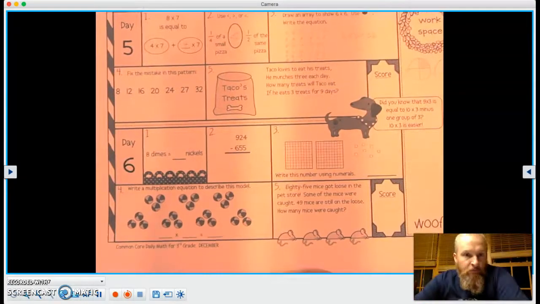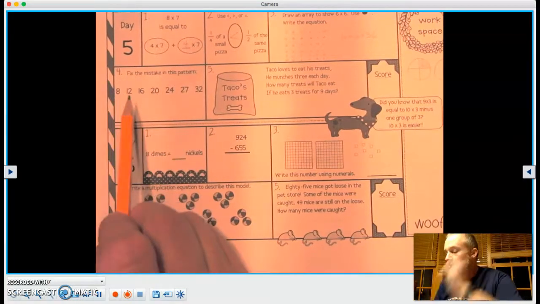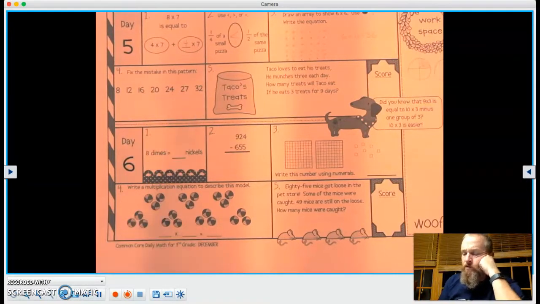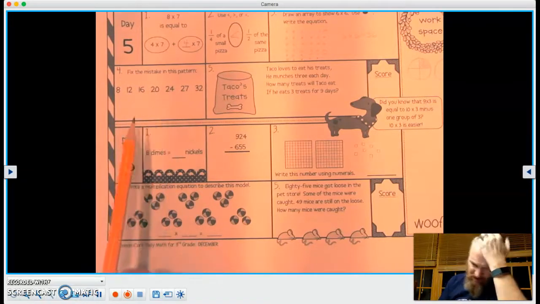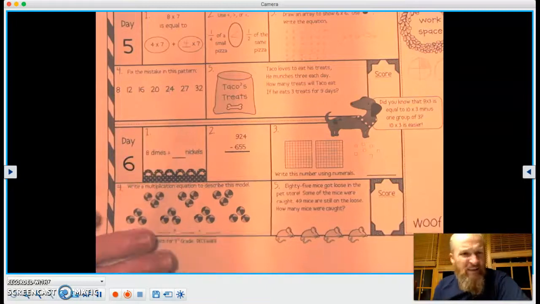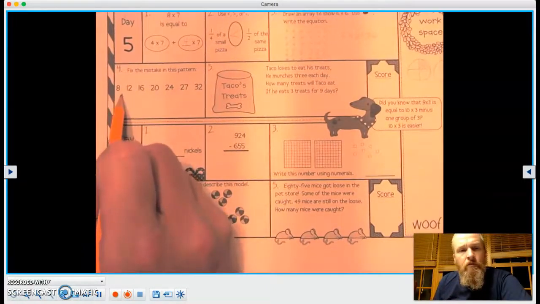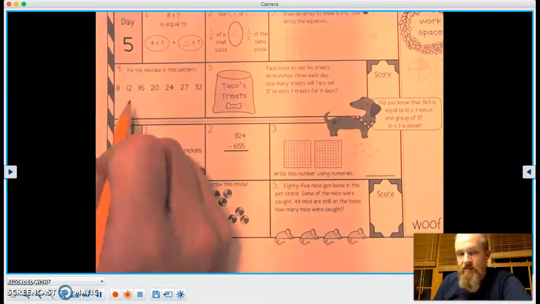Okay, number 4 says, fix the mistake in this pattern. 8 to 12 to 16 to 20 to 24 to 27 to 32. Well, what is it from 8 to 12? We had 4. 12 to 16, we had 4.